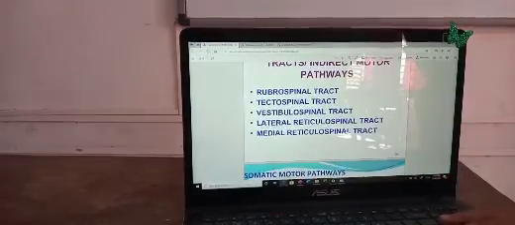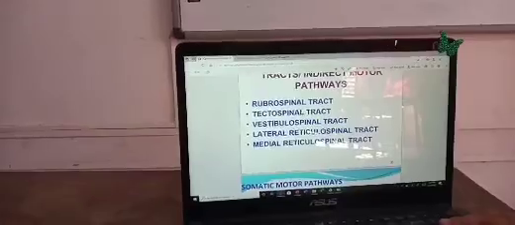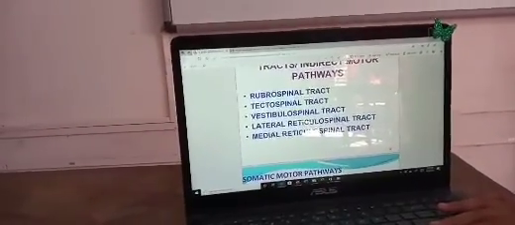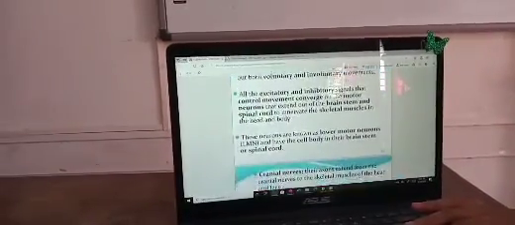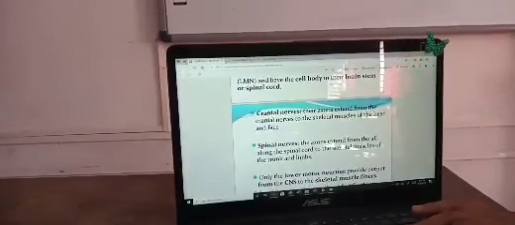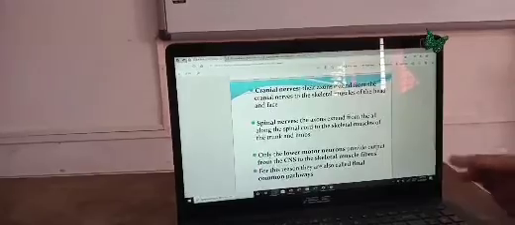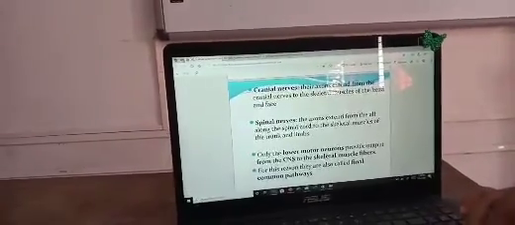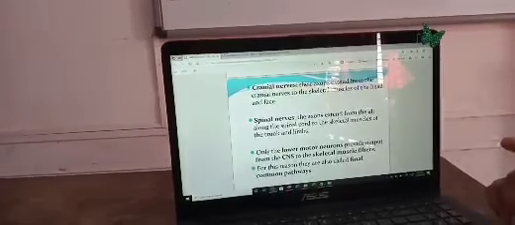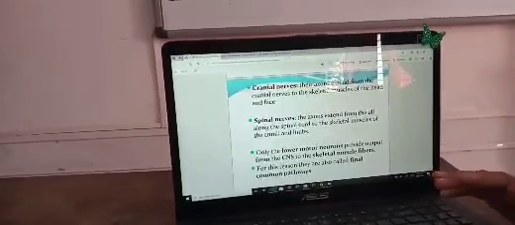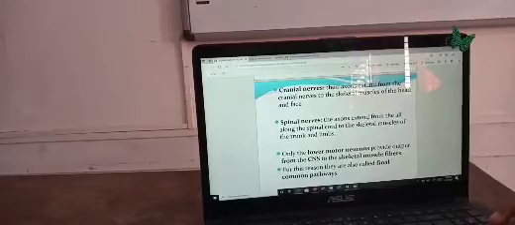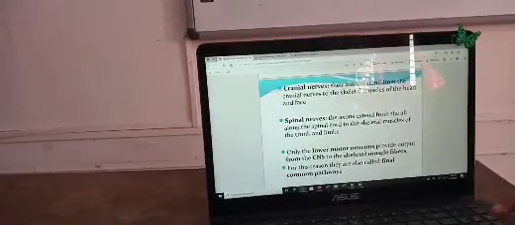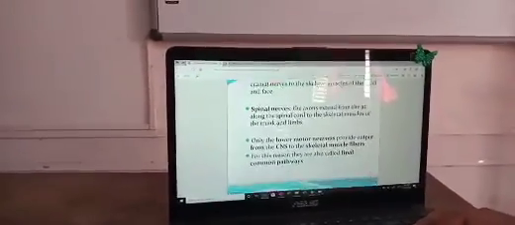You have the other tracts as well: rubrospinal, tectospinal, vestibulospinal, lateral reticulospinal, medial reticulospinal. Now, cranial nerves, their axons extend from the cranial nerves to the skeletal muscle of the head. The axon in the spinal cord extends from all the spinal cord to the skeletal muscle of the trunk and the limbs. Only the lower motor neurons provide output from the central nervous system to the skeletal muscle fibers. For this reason, they are also called the final common pathway.